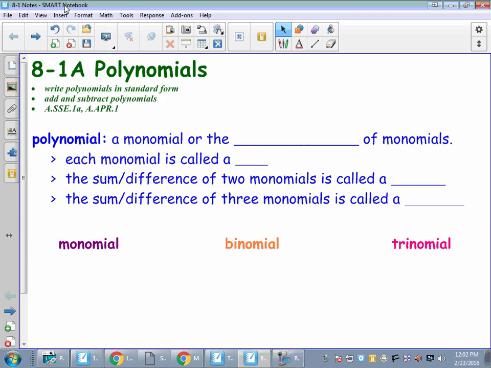These are your 8-1A notes, polynomials. A lot of terminology in this section, a lot of just understanding what a monomial is, and then we'll work with them on the next day. We'll learn how to add and subtract these things.